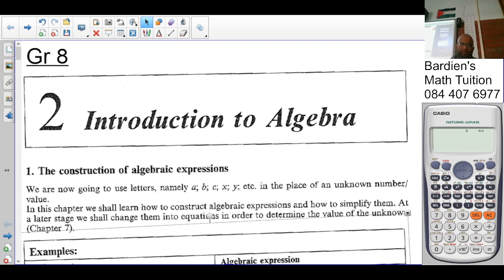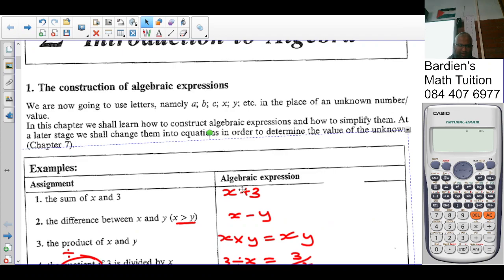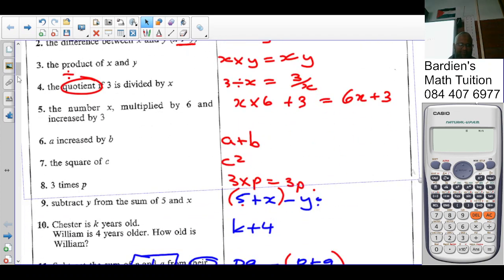So at this point, we are busy with the introduction to algebra. I have given you homework. It was exercise 2. We spoke about the properties of expressions, terms, and coefficients, and we touched on like terms as well towards the end of the lesson. So let's just get here.